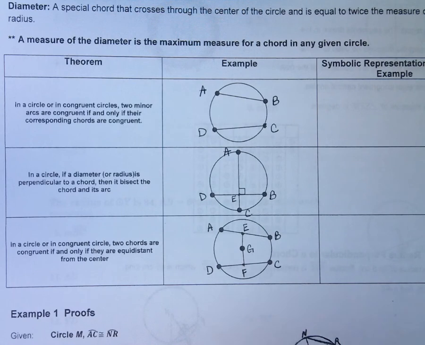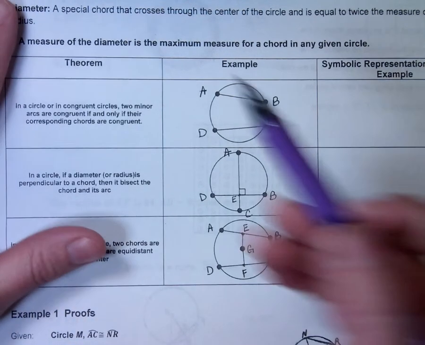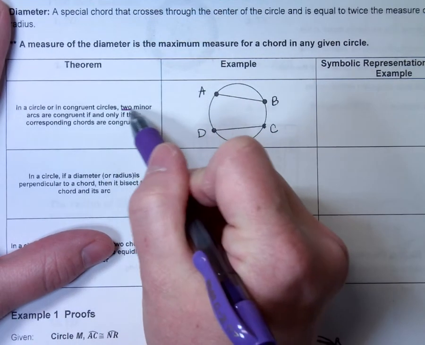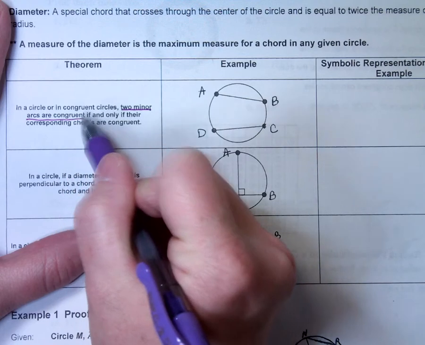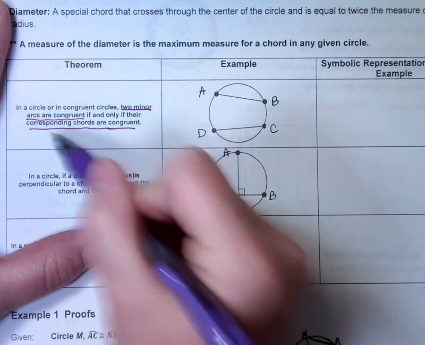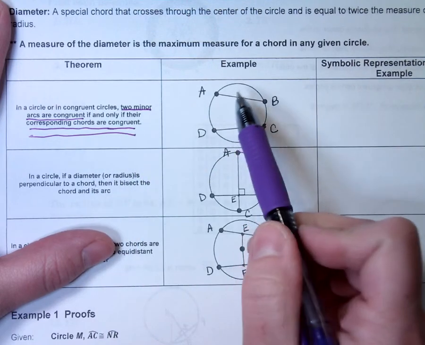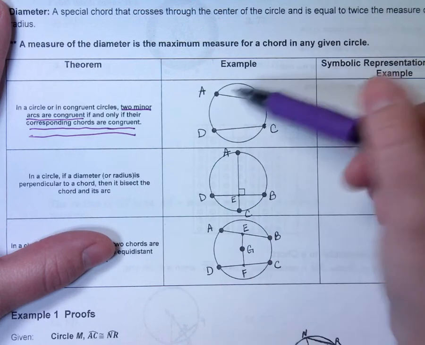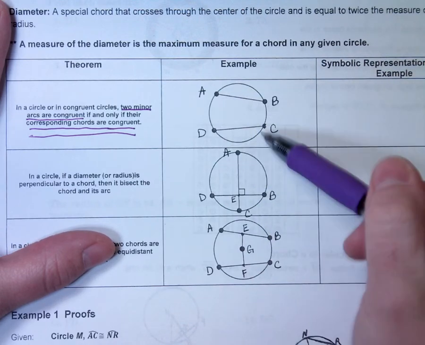So we're learning some new theorems that we really haven't ever seen anything like or talked about. So this first one works two ways. It talks about, in a circle or in congruent circles, two minor arcs are congruent if and only if their corresponding chords are congruent. So if I know that this chord here is congruent to this chord here, then I can say this arc is congruent to this arc.